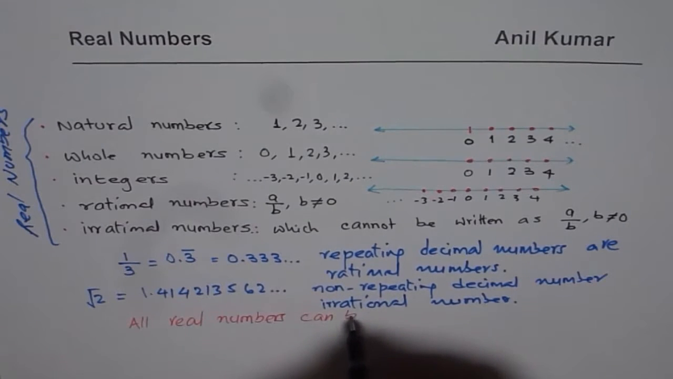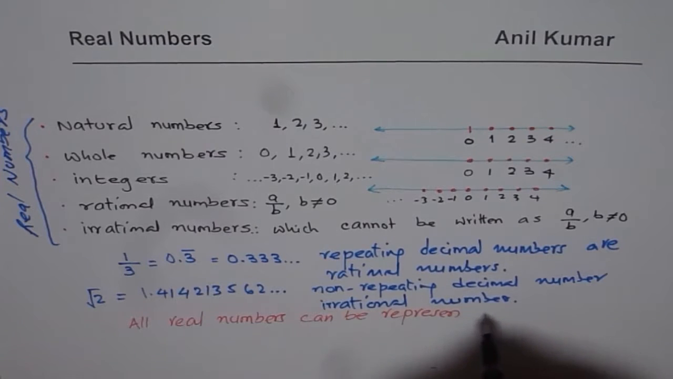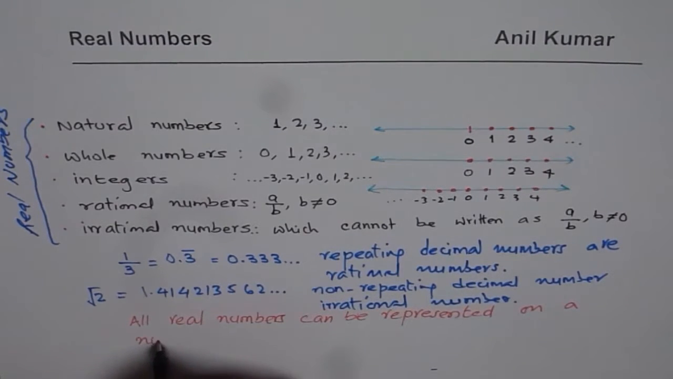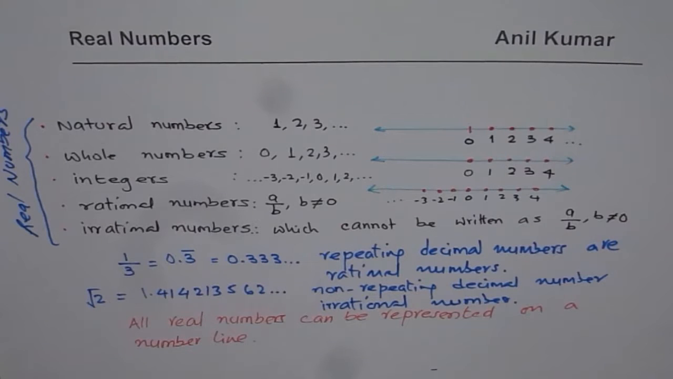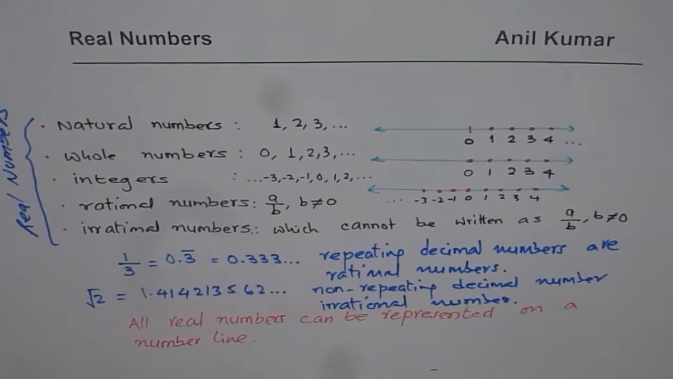So the important thing here is that all real numbers can be represented on a number line. So that is how we can say what a real number is. A real number is something which can be represented on a number line. It could be a natural number, whole number, integer, rational number, or irrational number.